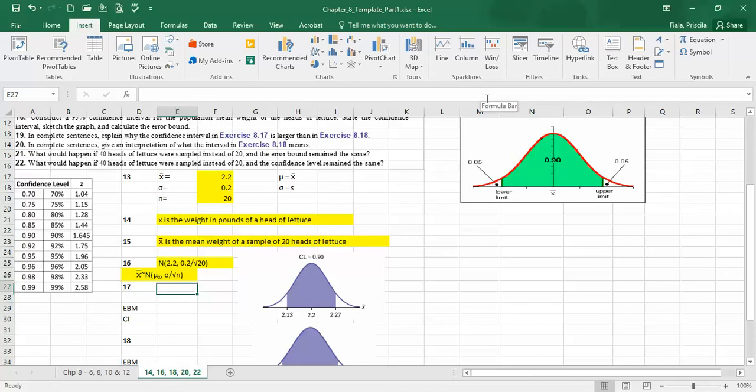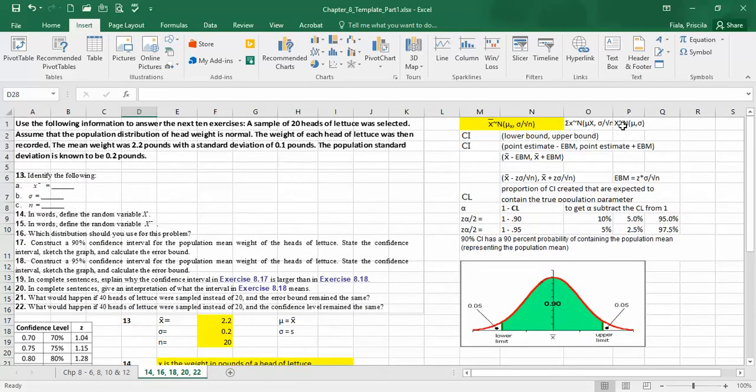So for 17, how do we calculate that? Well, we go back to this formula over here.